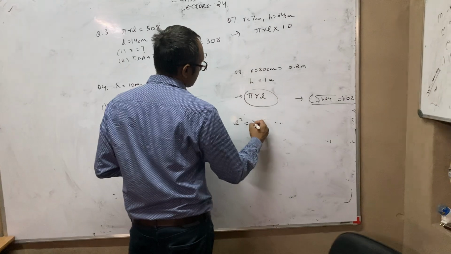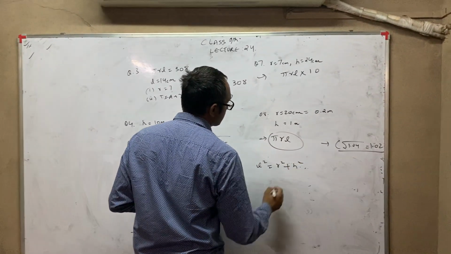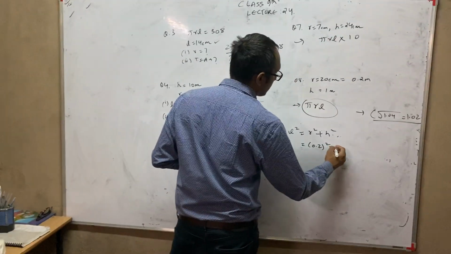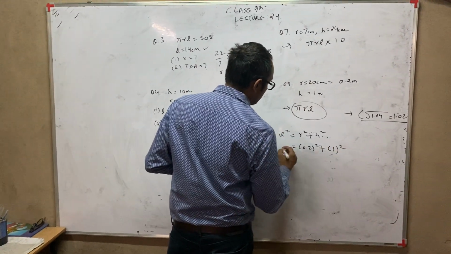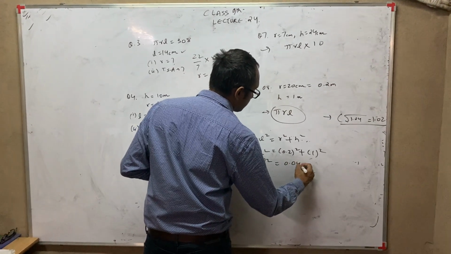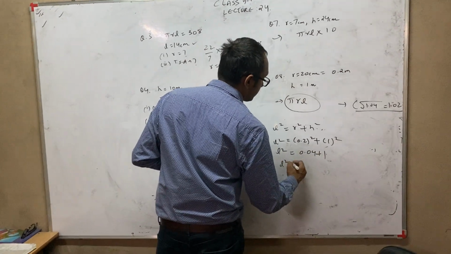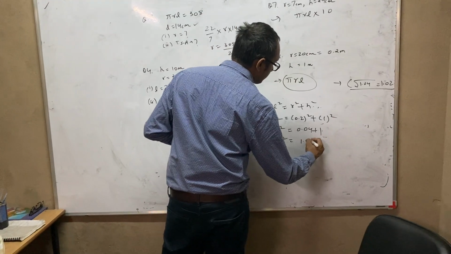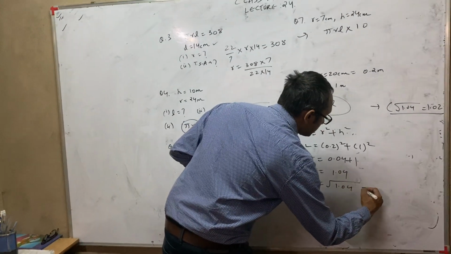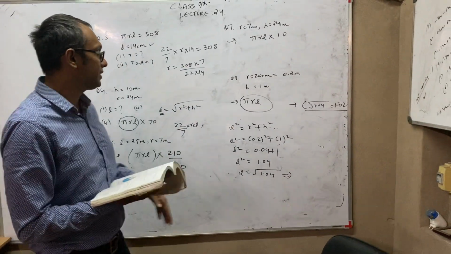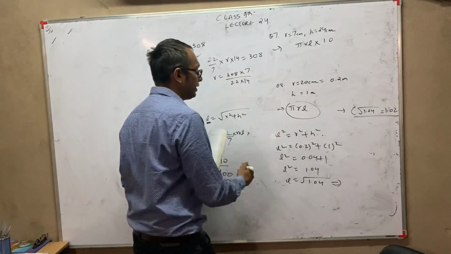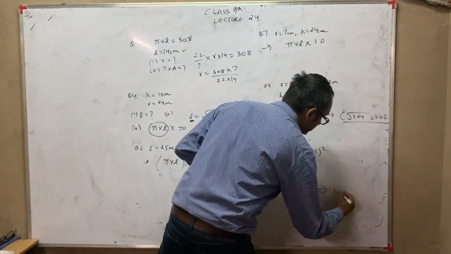L square is equal to r square plus h square. R they have given 0.2 square, height 1, L square. L square is equal to 0.04 plus 1, L square is equal to 1.04. So L is equal to root 1.04. So now you see this value which hints which they have given. They have given this value. Now you can use this value instead of L. You will now write 1.02.